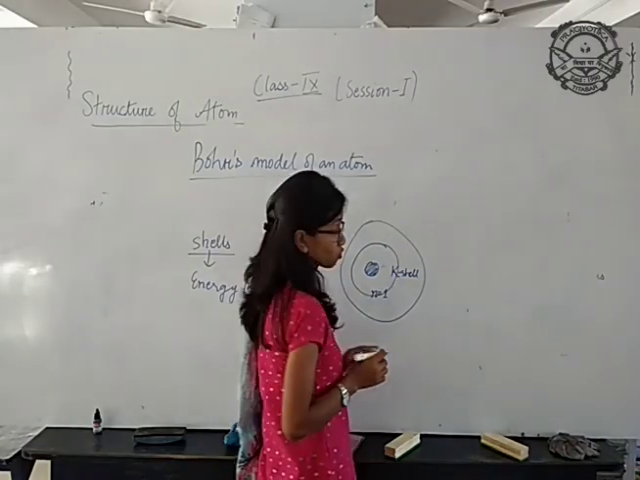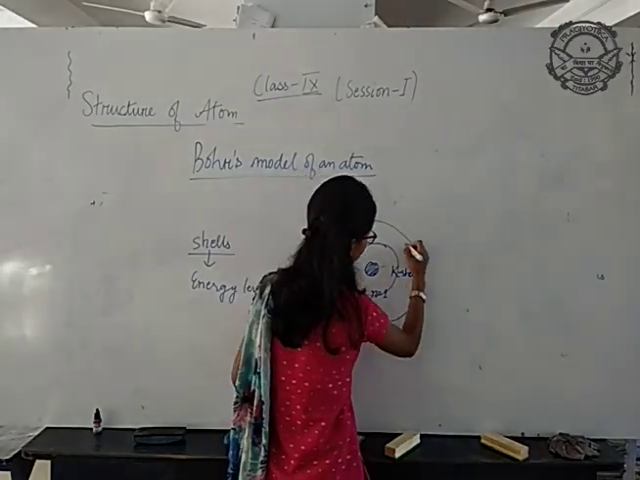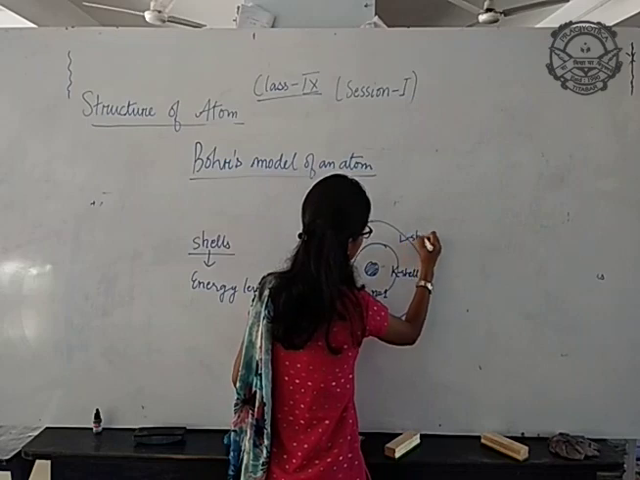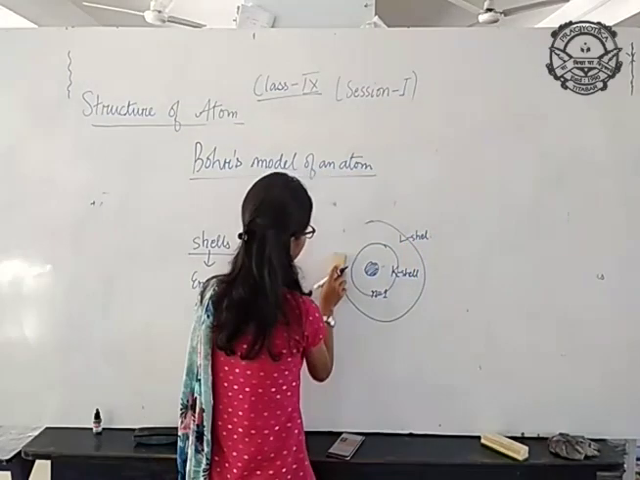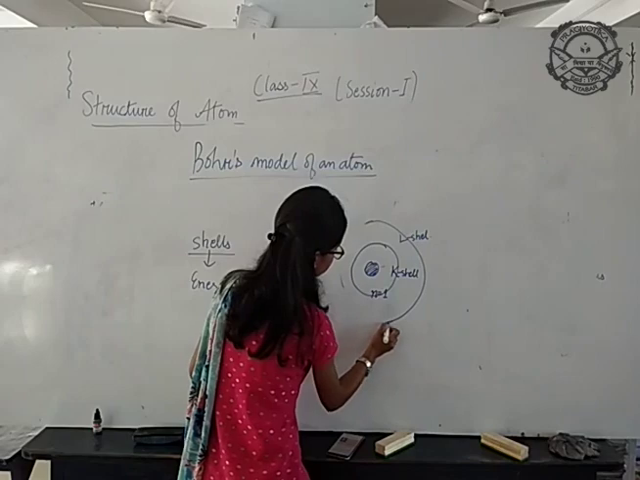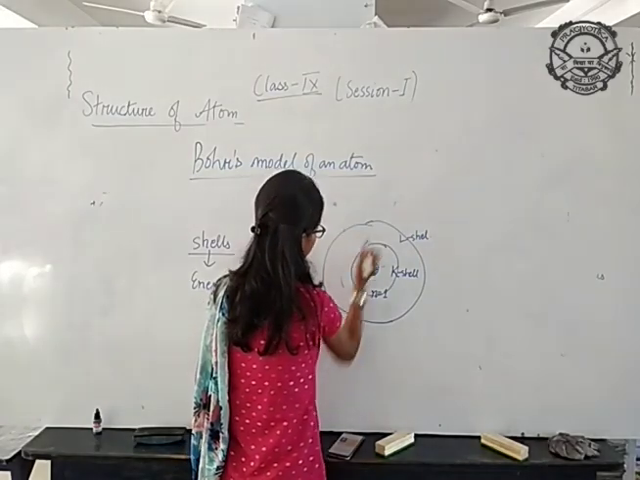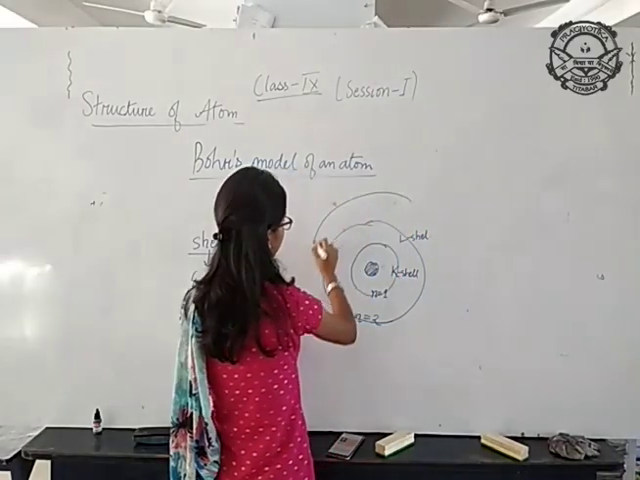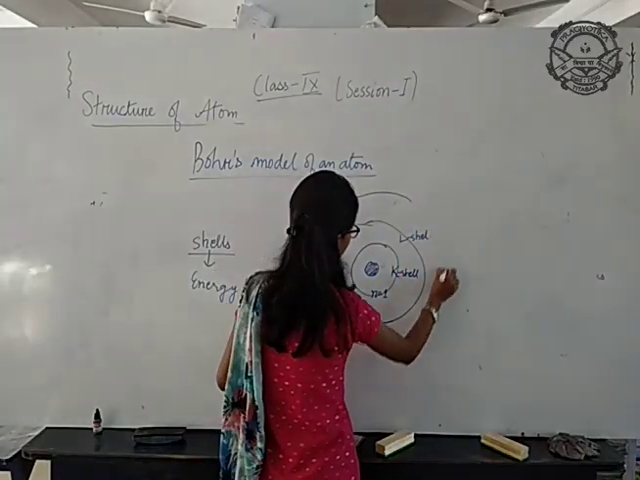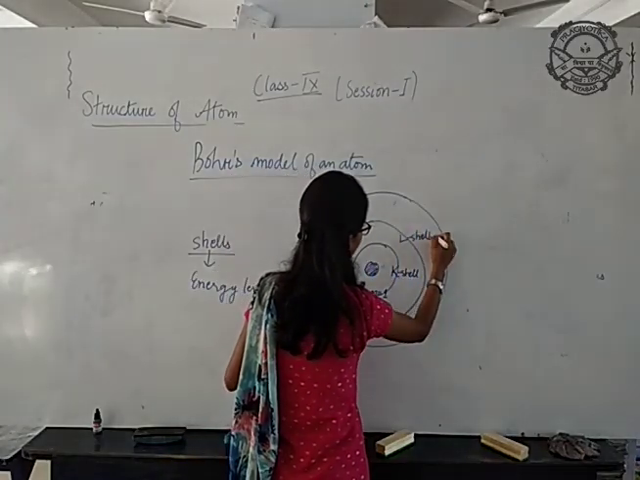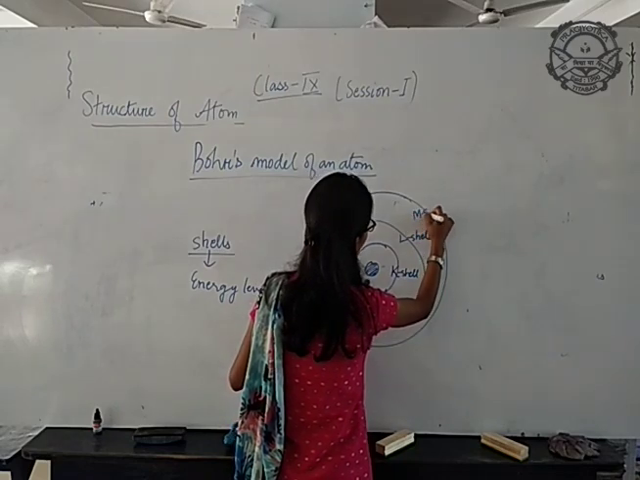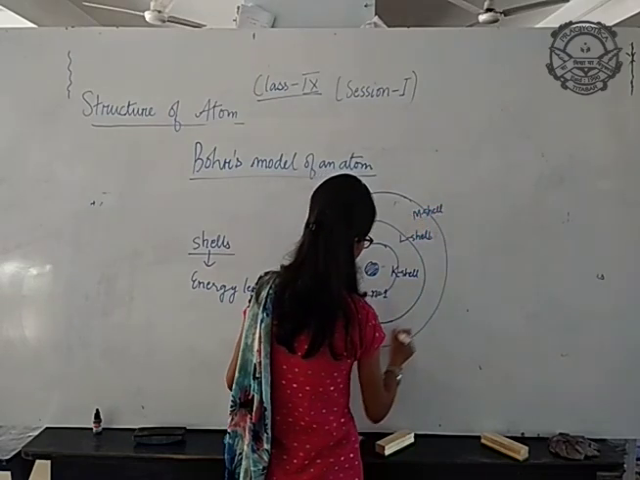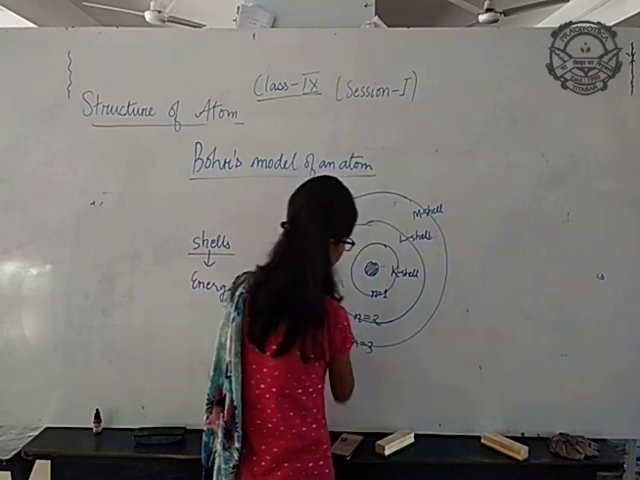See, my diagrams are not so good, so you will draw it in a proper way. Okay, this is known as L cell. Let's draw it in a proper way. Here n is equal to 2. This is known as M cell. N is equal to 3.